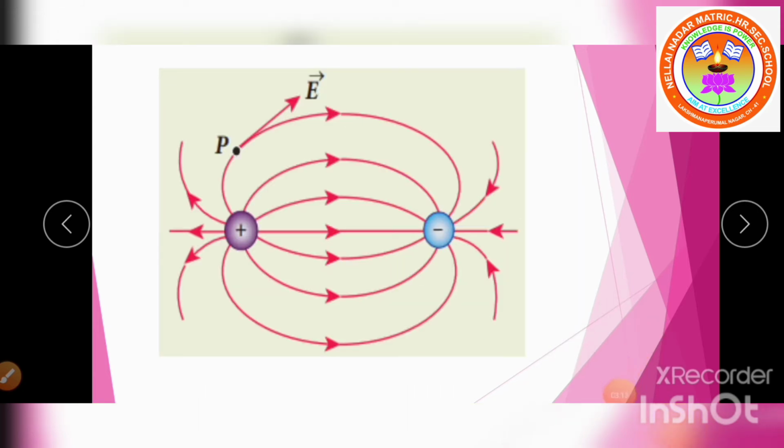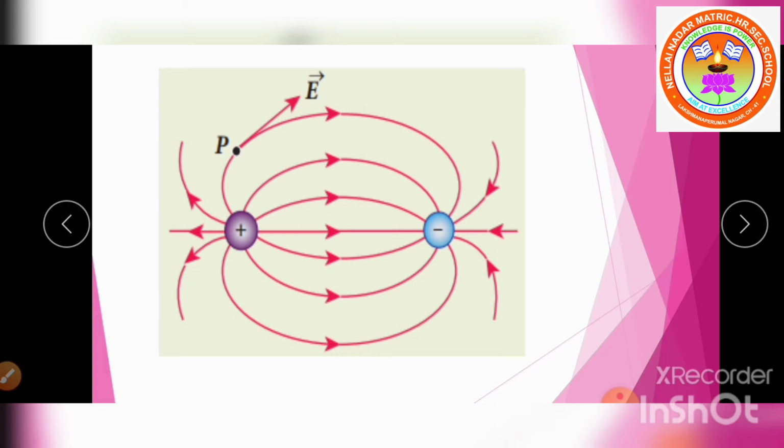Second point, listen children, take this diagram. Here I am going to consider the direction of the electric field. Here we consider one point P. At this point P, I draw one tangential line. This tangential line gives the direction of the electric field. So the electric field vector at a point in space is tangential to the electric field line at that point. That is the second point.